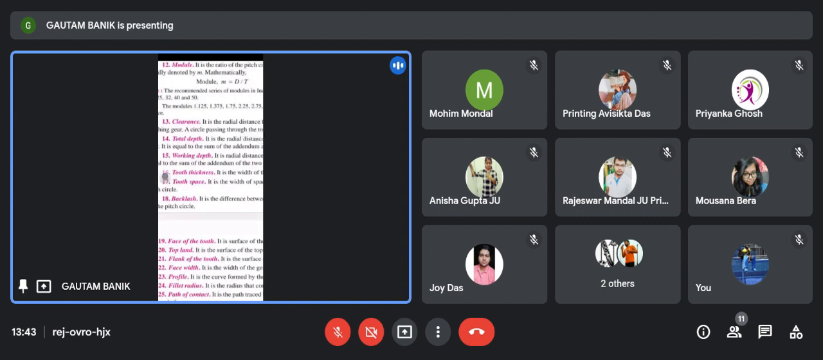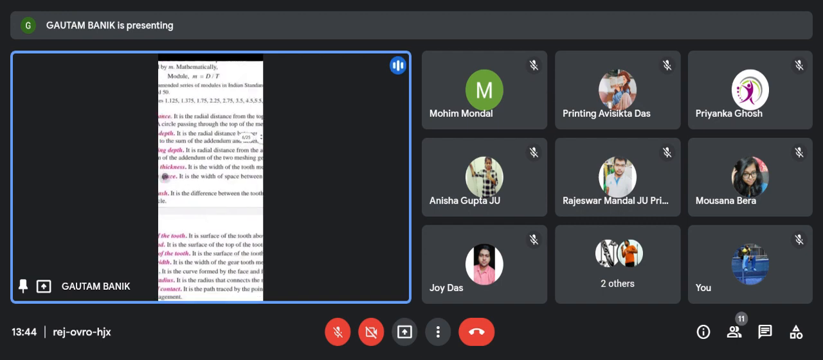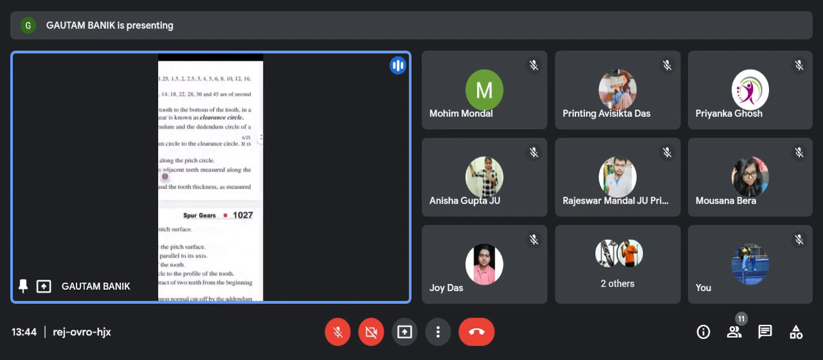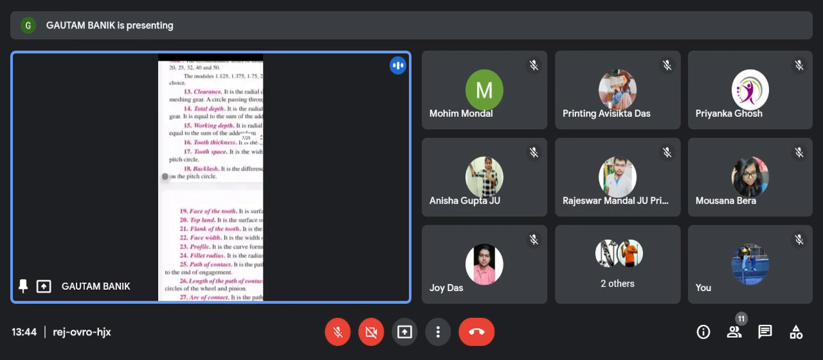Now backlash. Another important thing is backlash. When the gear is rotating, at the time of rotating, there is wearing and corrosion in every material. With rotation, the size of the gear teeth decreases, so the tooth space is larger, so there is a gap. It is the difference between the tooth space and the tooth thickness as measured on the pitch circle.